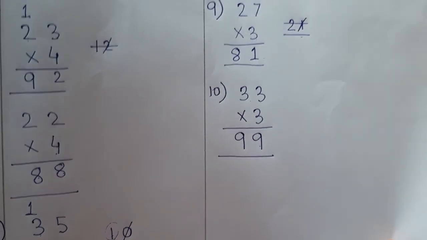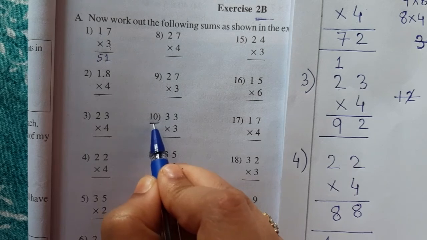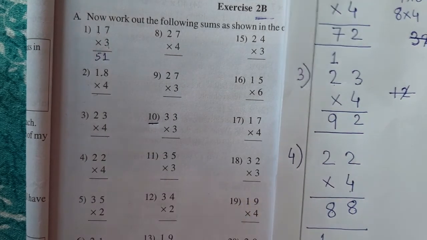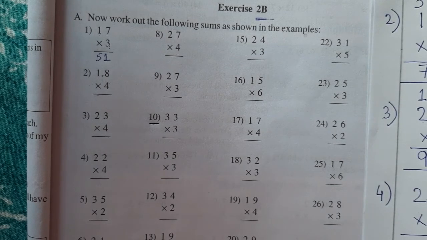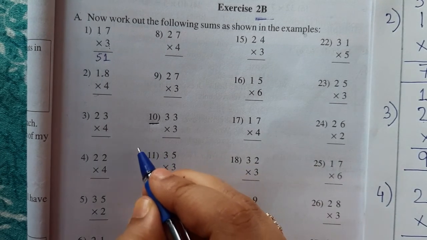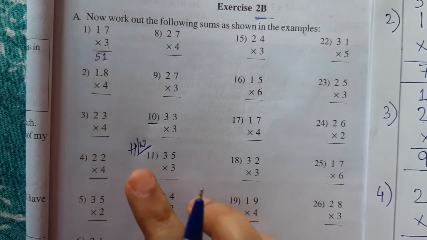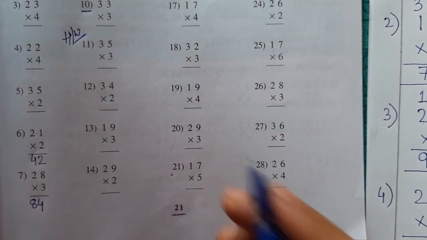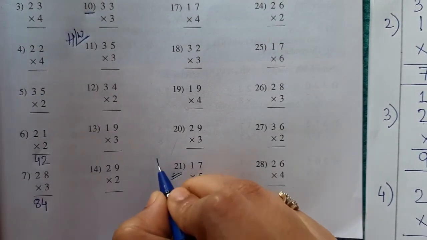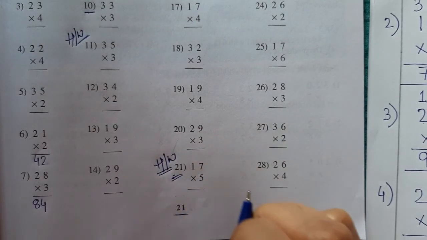Okay. So I did till question number 10. For your homework, you start from question number 11 and do till 21. The sums are very easy. You can easily do it.